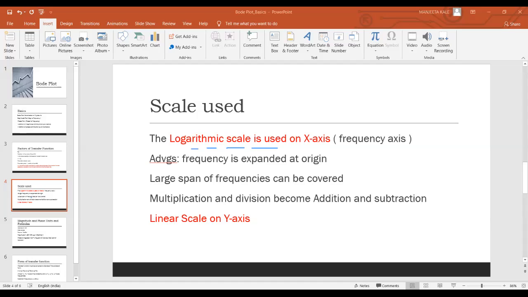So that makes it easier for the computations. First two advantages what we were talking about: large span of frequencies can be covered. Now on your scale, suppose this is your semi-log paper, we call it semi-log paper. On x-axis you have logarithmic scale and on y-axis you have linear. Now when we are talking about this logarithmic scale, this frequency is logarithmic frequency, right?